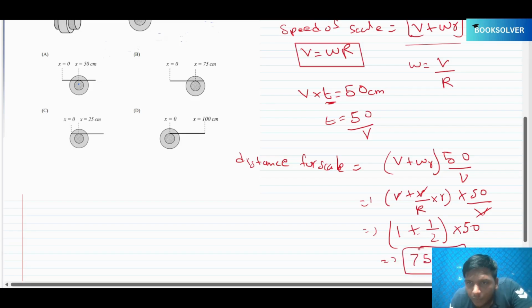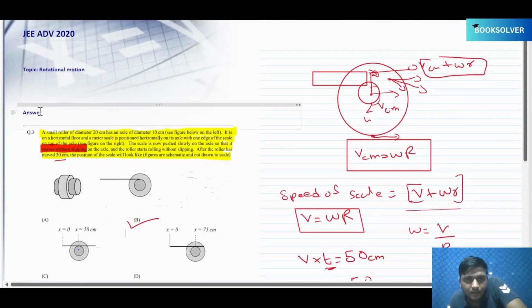As the position moved by our scale is equal to 75 centimeter, our option B is correct here. Let me write the answer. That is option B. Thank you.